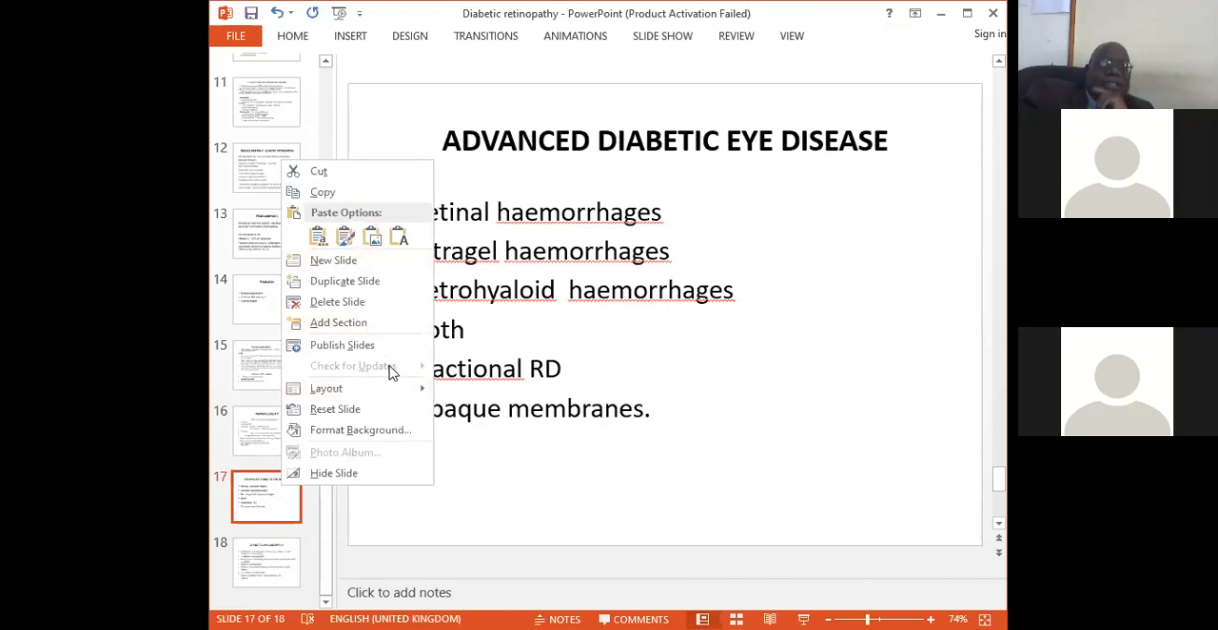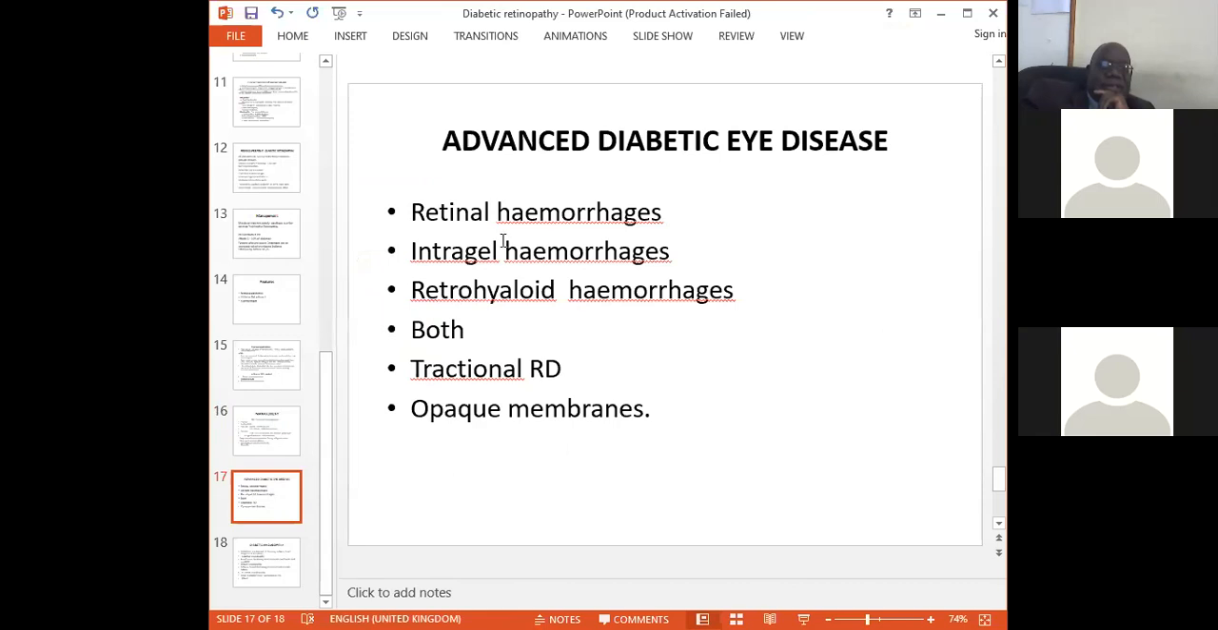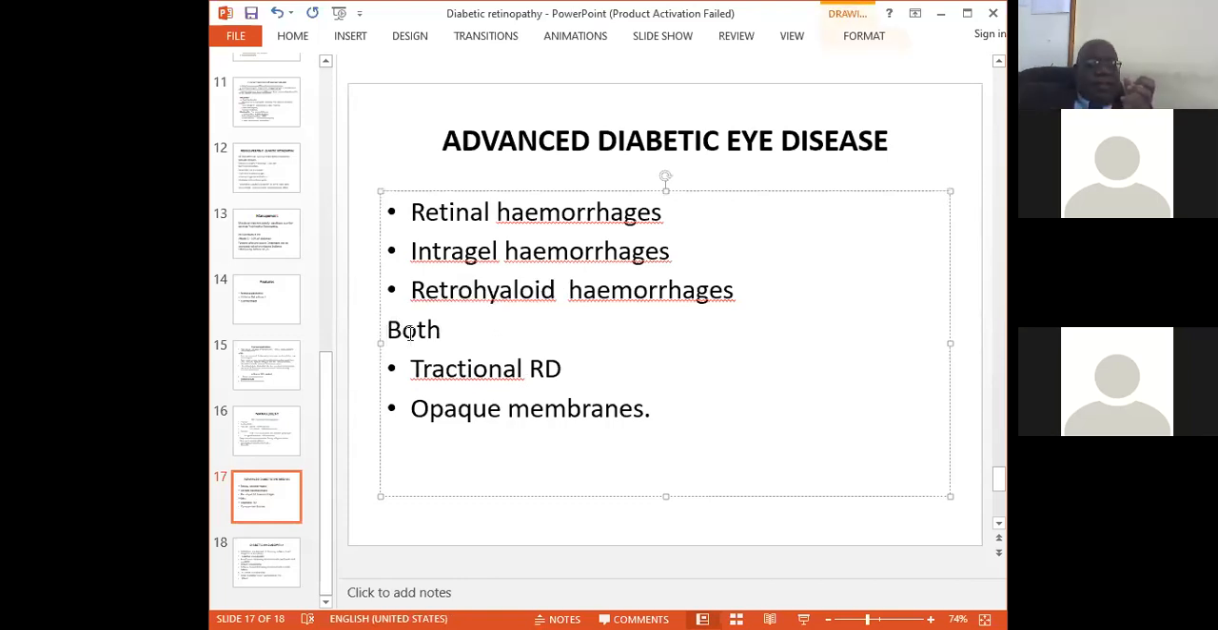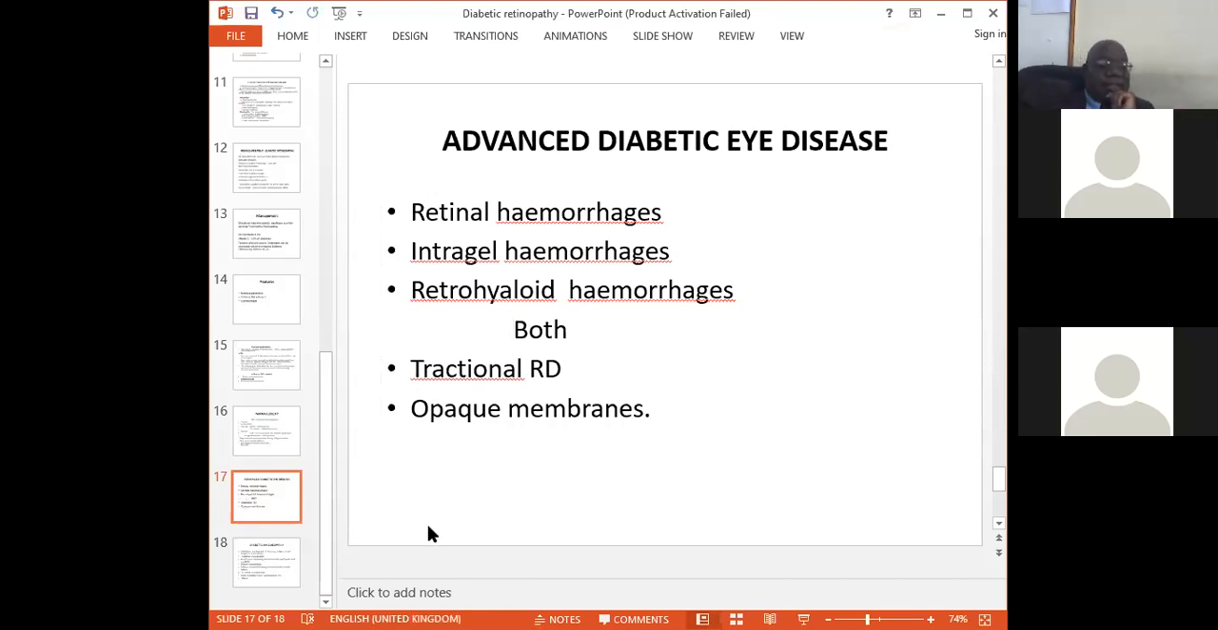Advanced diabetic eye disease, you get retinal hemorrhages, intraocular hemorrhages going into the vitreous, retrohyaloid hemorrhages or both. Any of these can occur. You can also have tractional retinal detachment because of the pulling away on the retina. Membranes start pulling. You have tractional retinal detachment or back membranes.